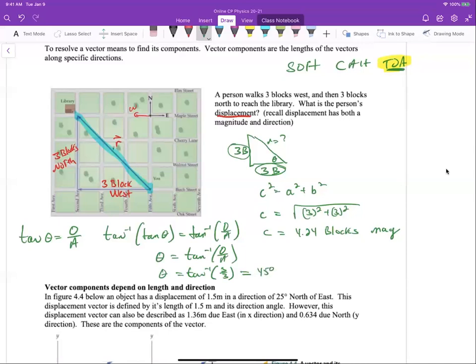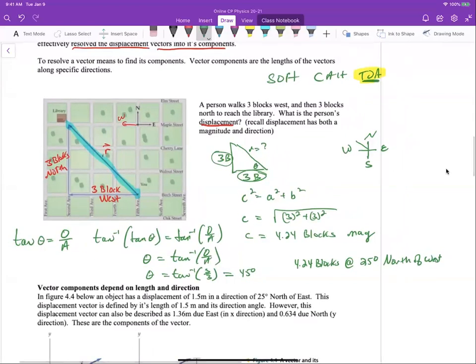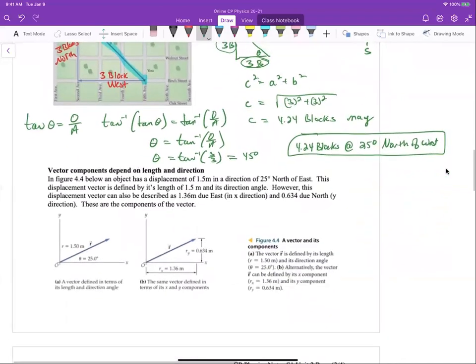So how do I answer the question, what is the person's displacement? It is 4.24 blocks at 45 degrees. And notice, 45 degrees where? We were 45 degrees this way. We were 45 degrees north of west, or above the negative x-axis. So this is actually how we answer the question. You'll get more practice at that, I promise.